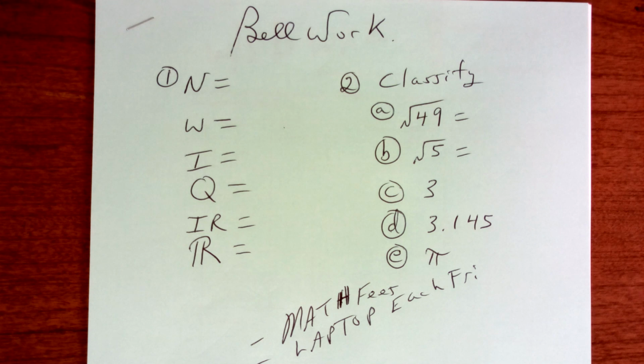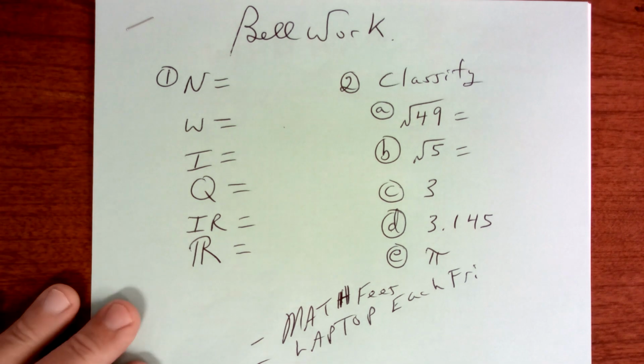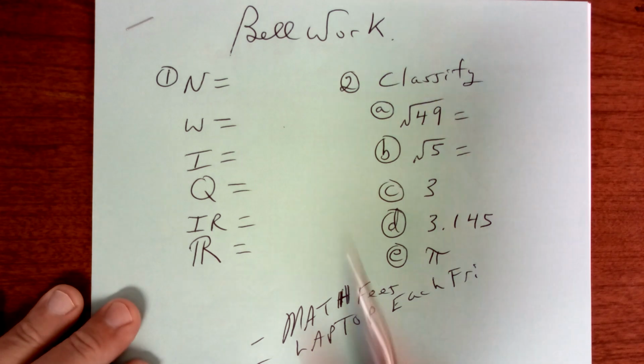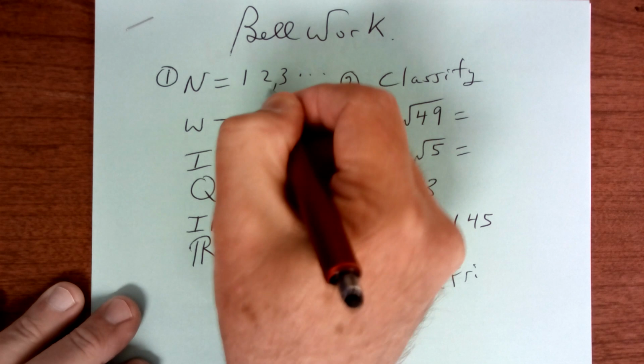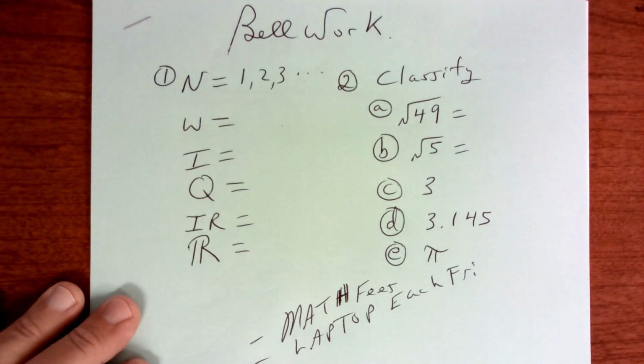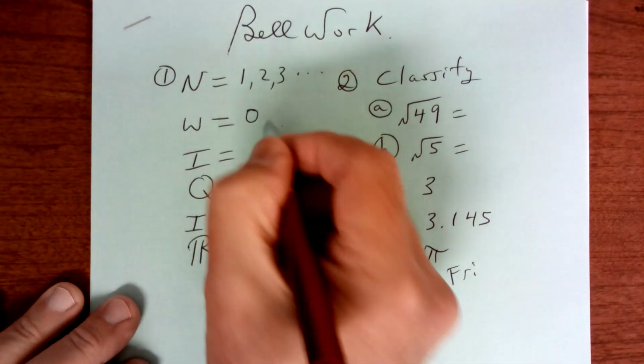Well, what we're dealing with is number classification. So, what are the natural numbers? Do you know? Well, yeah, it's 1, 2, 3, dot, dot, dot. It goes on. Whole numbers have a whole, 0. What's the difference?